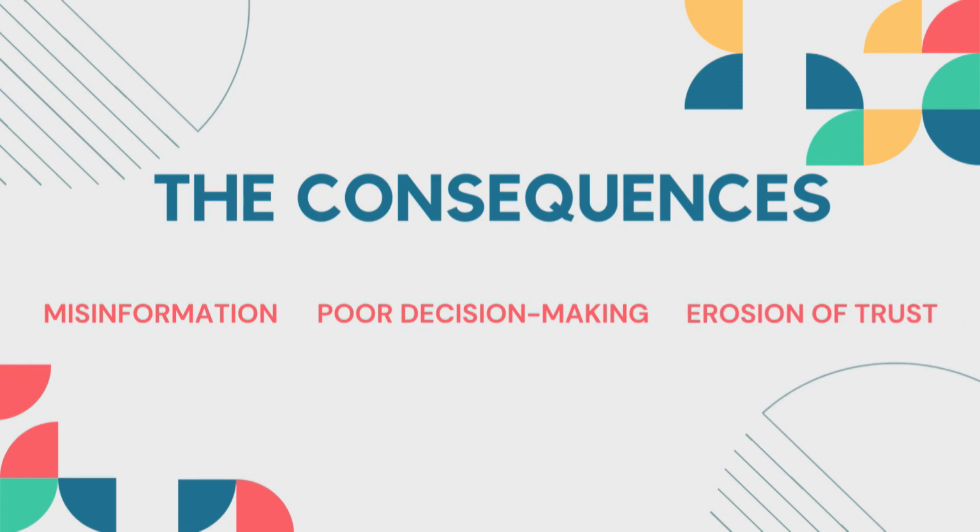Erosion of trust: when logical fallacies are exposed, they can undermine trust in individuals, institutions, or movements, leading to skepticism and cynicism. Polarization: fallacies like straw man and false dilemma can deepen divides by misrepresenting opposing viewpoints and reducing complex issues to black and white choices.